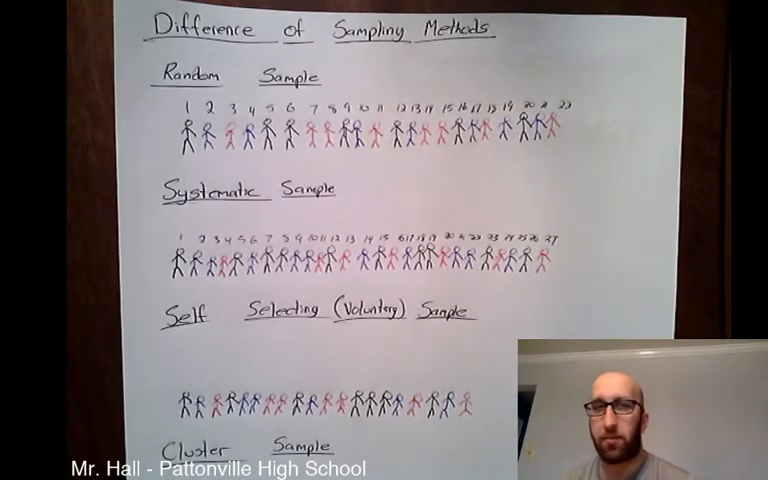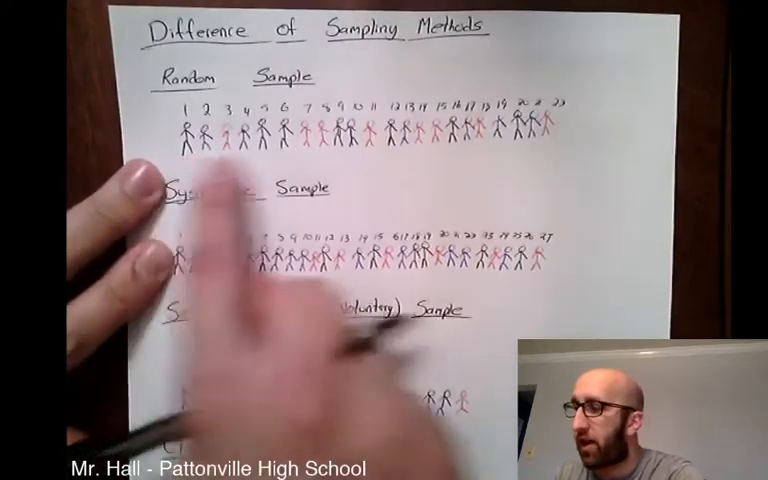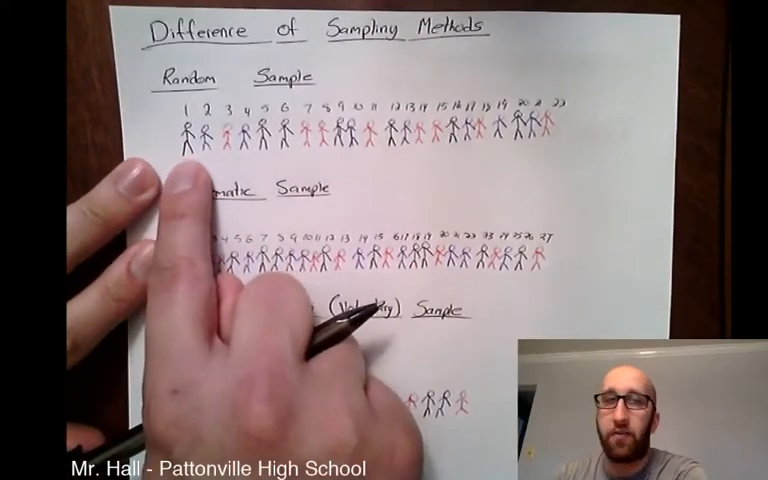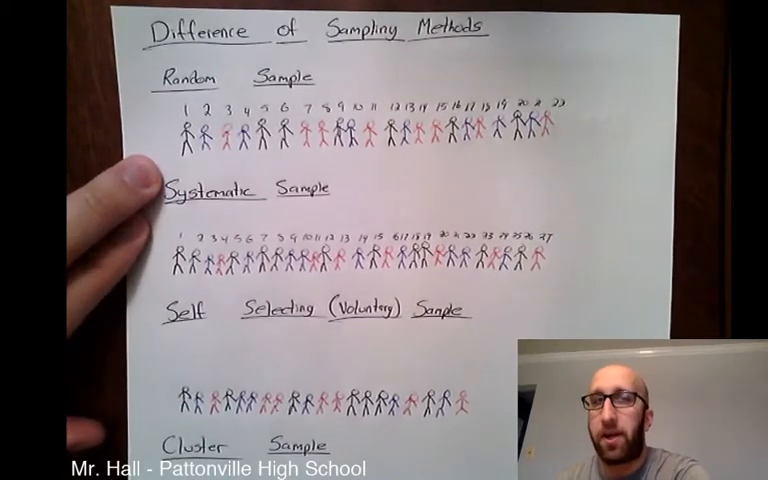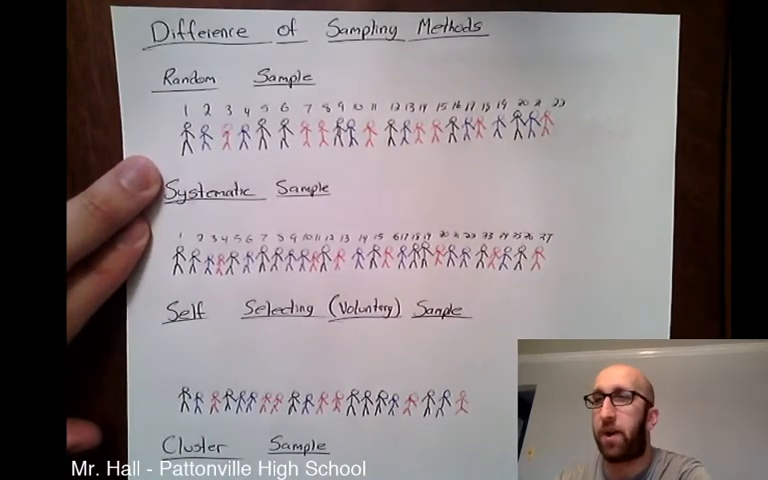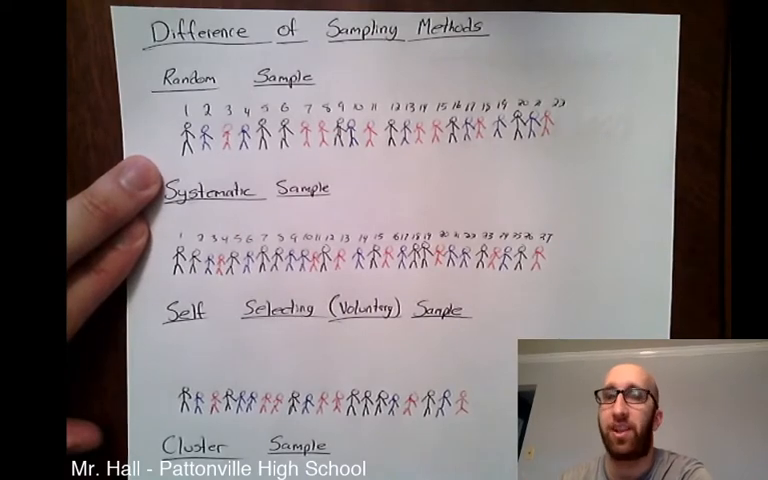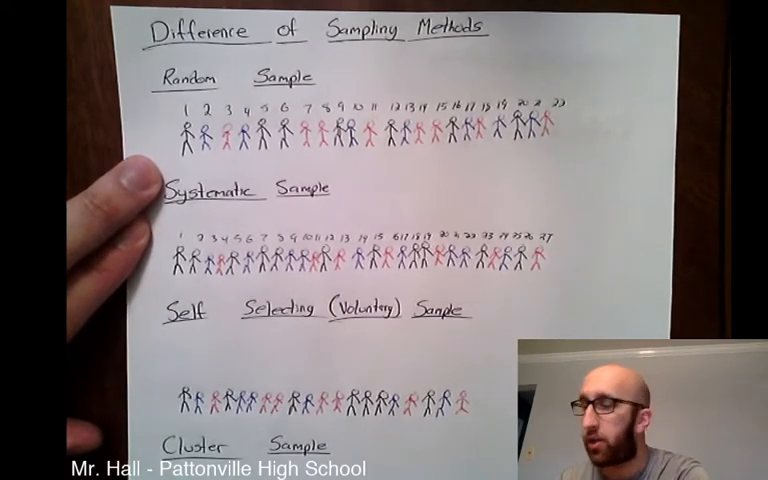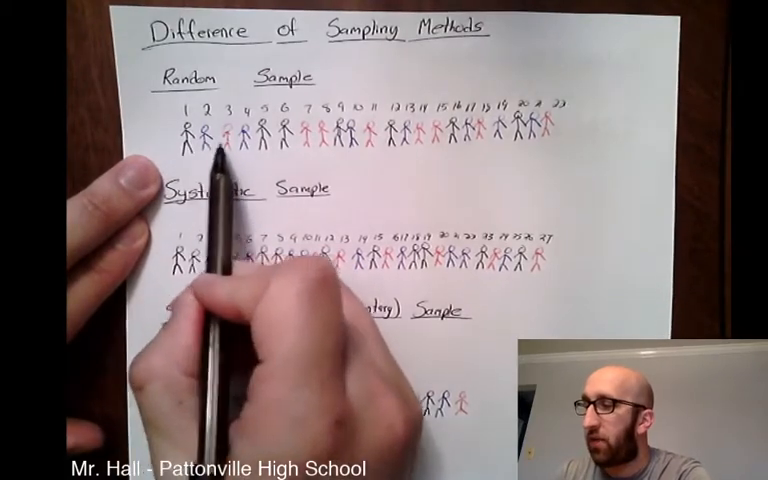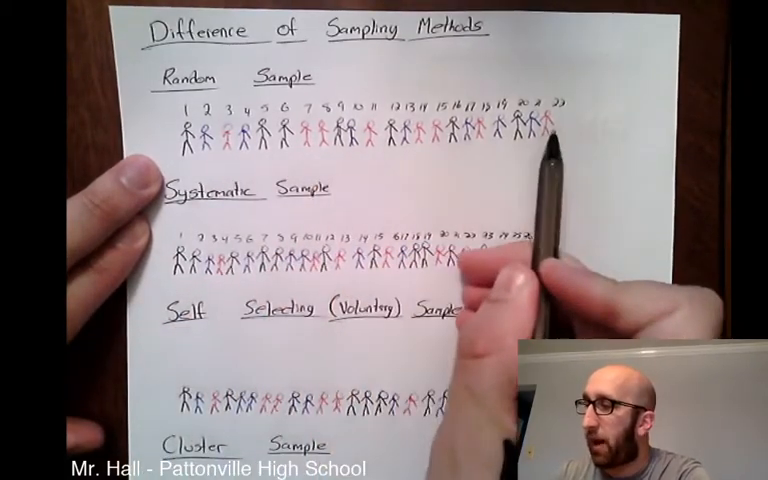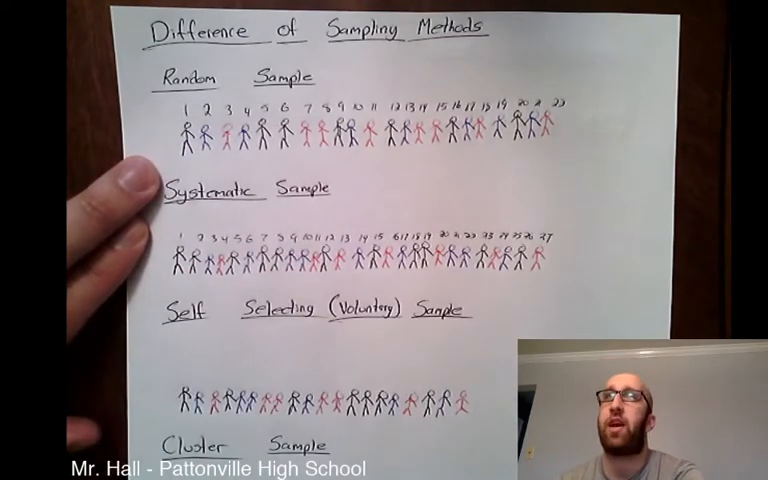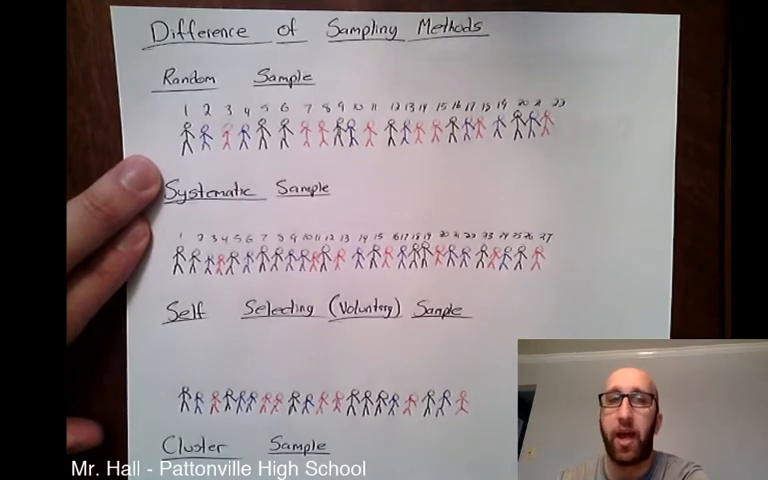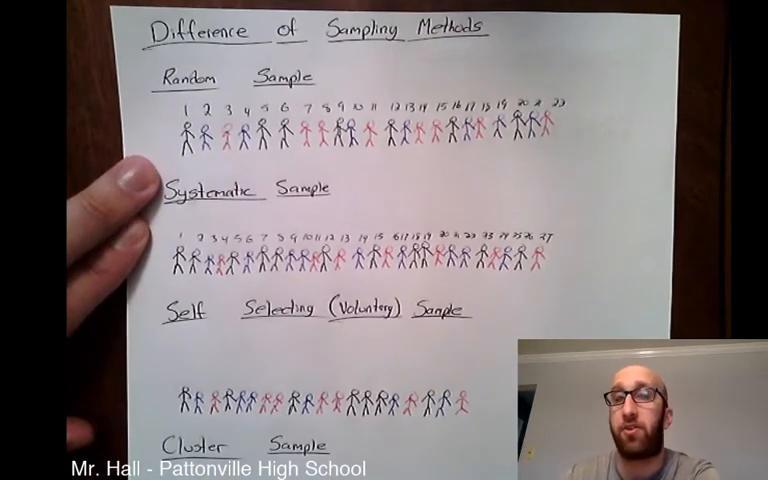The first one I want to talk about is a random sample. What I have here is a population of black, blue, and red stick figures just mixed about. A random sample means you have to find some way to randomly select people from the population. I assigned every stick figure in this population a number from 1 to 22. I could pull numbers or balls from a hat at random. The numbers that are picked would be part of my sample.